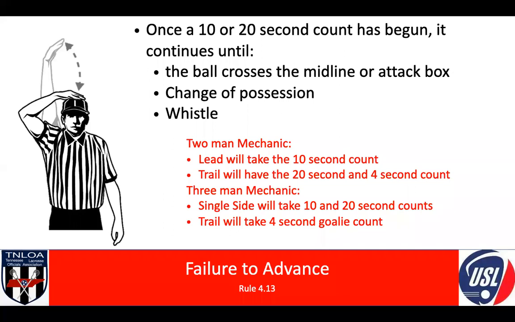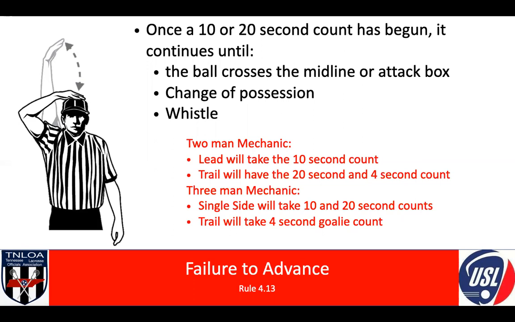Kitchen sink of calls. All right, failure to advance. Once a 10 or 20-second count has begun, it continues until the ball crosses the midline or the attack box. The 20-second count will start on the defensive end of the field when a team is clearing. Once it crosses midfield, the 20-second count has ended. The 10-second count then begins once the ball crosses midfield and is possessed. Once it touches the attack box or anything within the attack box, the 10-second count is over.